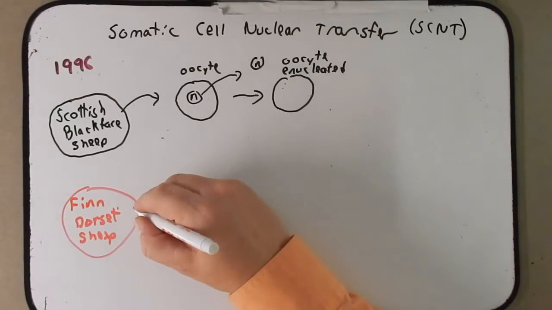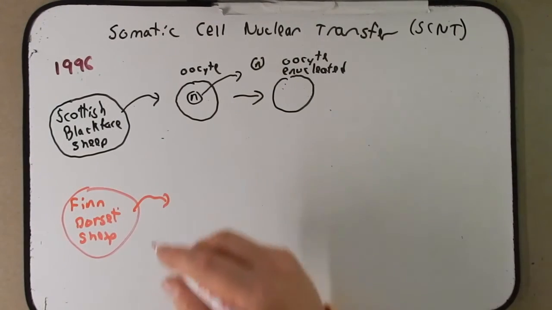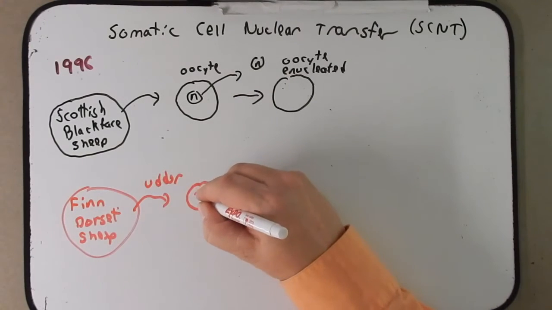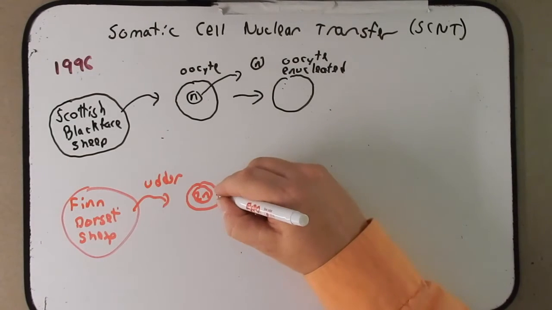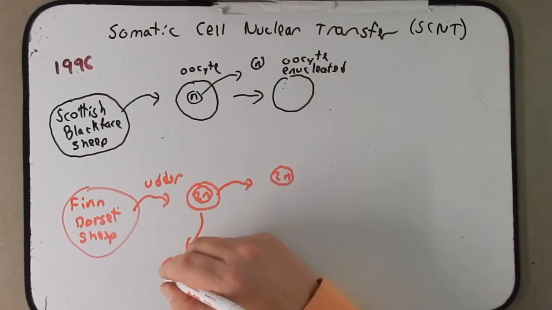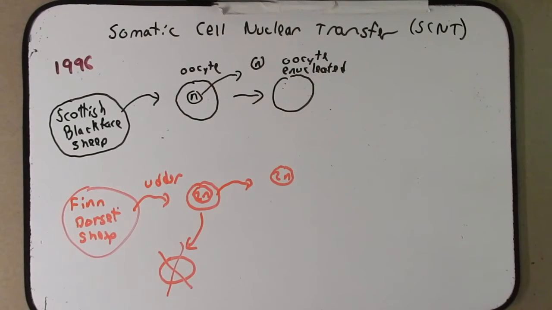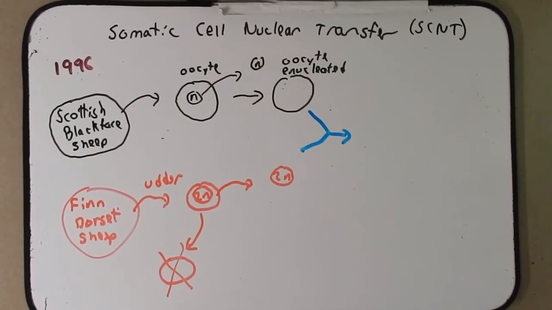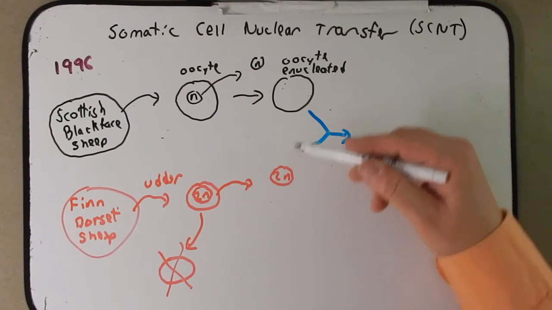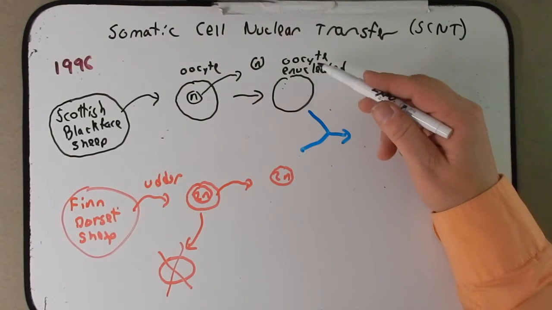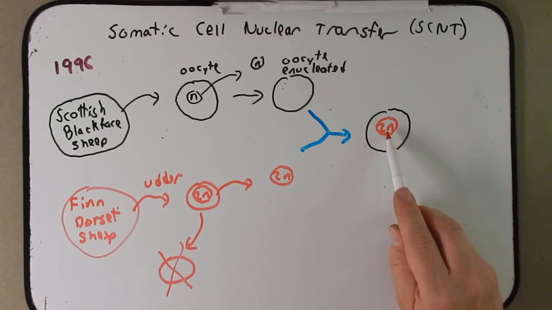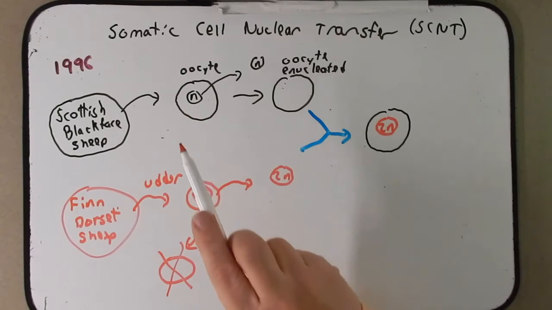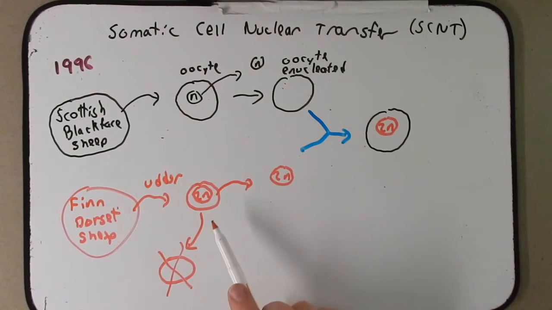With the Finn Dorset sheep, what they did was they removed an epithelial cell from the udder. Now this would have been a diploid nucleus because it's a fully differentiated somatic cell. And they removed this nucleus and discarded the enucleated epithelial cell. They then allowed the nucleus from the Finn Dorset sheep to fuse with the enucleated oocyte from the Scottish blackface sheep. And their hope was that this diploid nucleus would resemble a fertilized egg, having a haploid nucleus from the maternal source and a haploid nucleus from the paternal source.